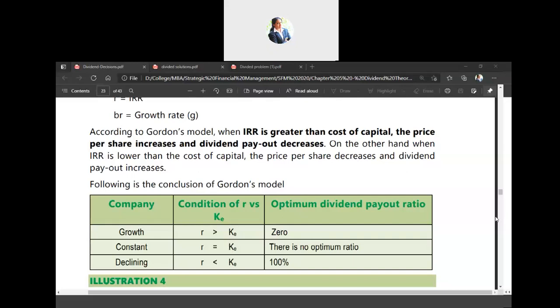And for a declining firm, the rate of return shall always be lesser than cost of capital. So the dividend payout ratio shall be 100%. That is to say, the company, to maintain its position in the market and to look better in the eyes of shareholders, should give the entire amount to the shareholders in the form of dividend, and nothing shall be left in the hands of the organization as retention. If the company wants any amount, it will have to raise it once again in the market. Now these are some of the assumptions of the Gordon model.